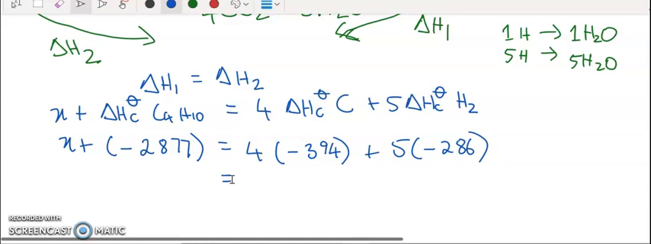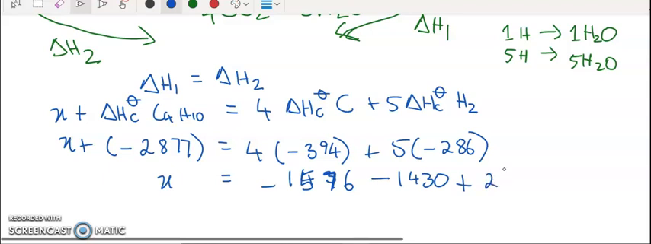So now that we have got our values plugged in, we are now going to calculate. On this side we would get negative 1576 minus 1430, and this will go to the other side to become plus.